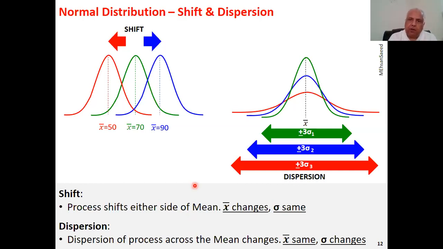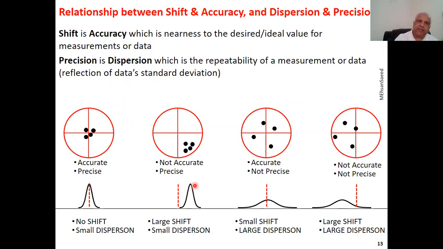Shift and dispersion can also be discussed in terms of accuracy and precision. In fact, shift is accuracy and dispersion is precision, and this is indicated over here. Let's take four target shoots in which four bullets were fired by different shooters. Look at this shoot. The mean of this is smack in the bullseye, so there is no shift.